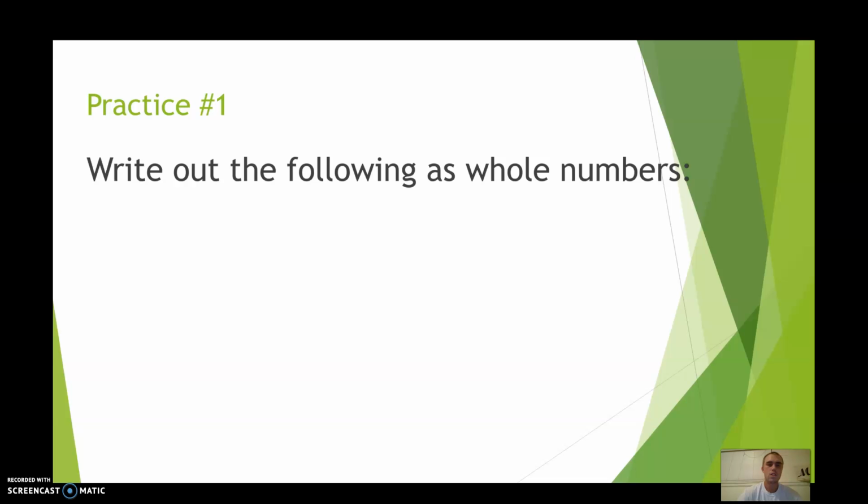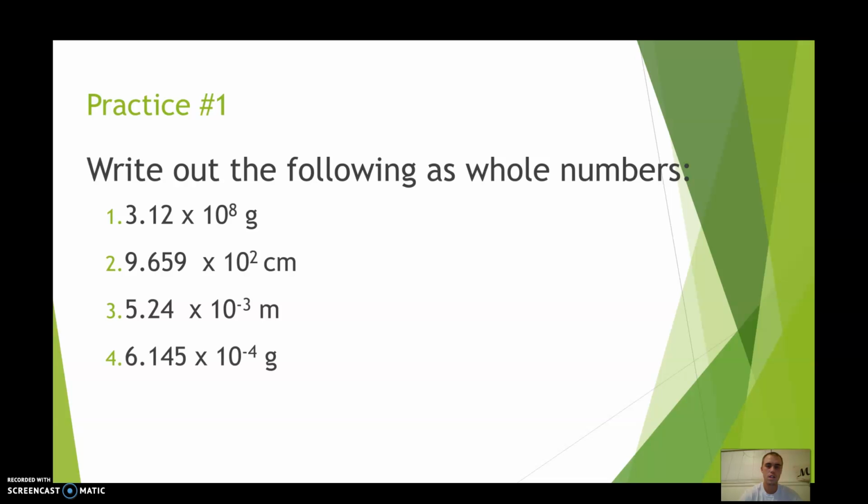I want you guys to practice writing out these as whole numbers. Obviously, hopefully, this is easy for you to do. There are 4 examples. Pause it, write them down now. Here are your answers. Hopefully you moved your decimals in the right direction and the right number of places. If you didn't and you're wondering why, pause your video and go ask me a question.